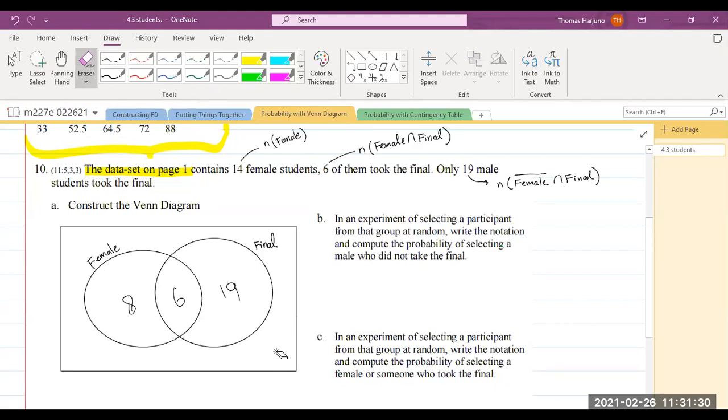What's the total supposed to be? 43, right? So 8 plus 6 plus 19 plus what equals 43. It's 33 plus 10. So there are 10 males not taking final. Any question for now?